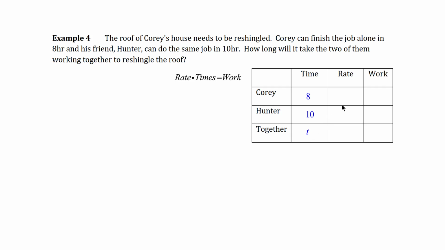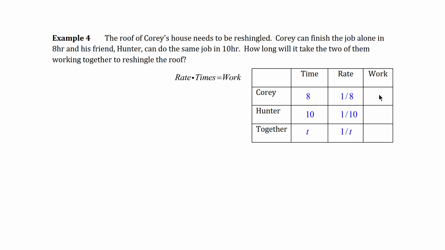Now the rate is how much of the roof they could complete in 1 hour. Since it takes Corey 8 hours to complete the roof by himself, his rate would be 1 over 8, which means he could complete 1/8 of the roof in 1 hour. Since Hunter takes 10 hours to complete the job by himself, his rate would be 1 over 10, which means he could complete 1/10 of the roof in 1 hour. The rate for them working together would just be 1 over t, meaning they could complete 1 over t of the roof in 1 hour.